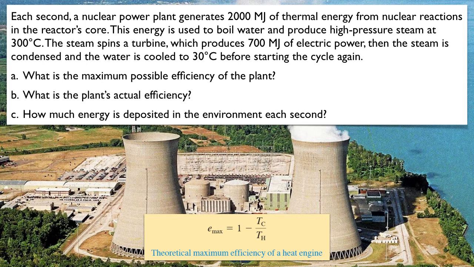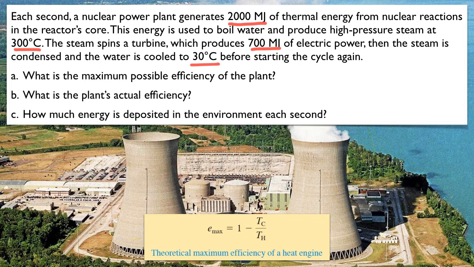It just has numbers for a specific power plant. In each second, nuclear reactions in the core generate 2,000 megajoules of thermal energy. That's used to boil water and create high temperature steam at 300 degrees Celsius. The steam makes a turbine, making 700 megajoules of electric power. The steam is condensed and cooled to 30 degrees Celsius, and then the cycle starts again.